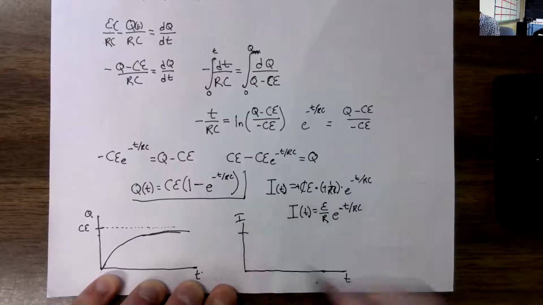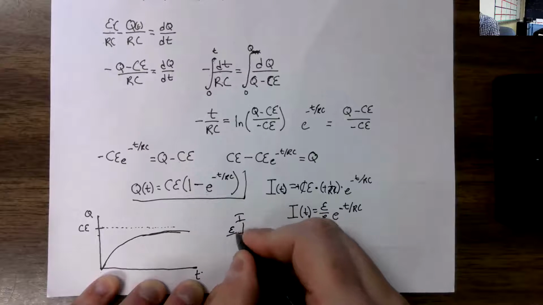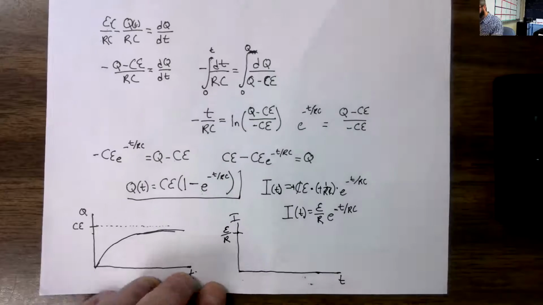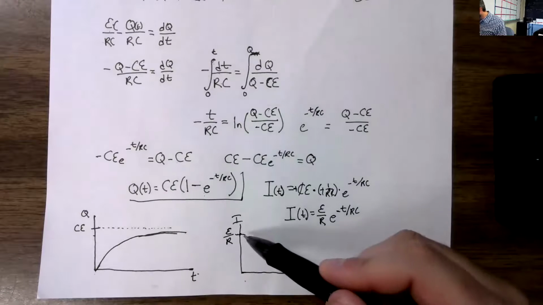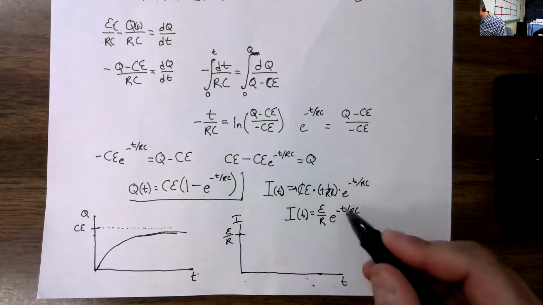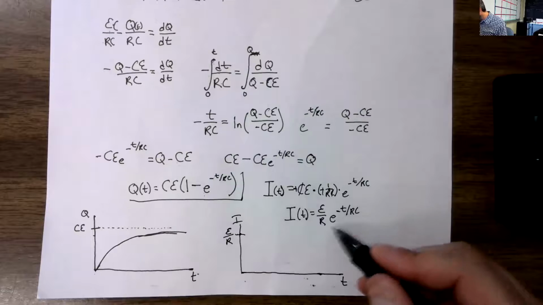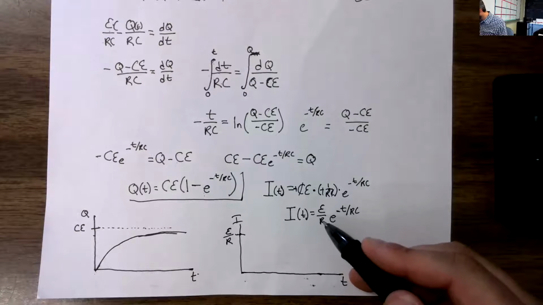Current as a function of time. It starts off at its highest and then it goes down. So yeah, it's an exponential decay, right? It starts off at its highest value when the exponential is 1, so the current is E over R.